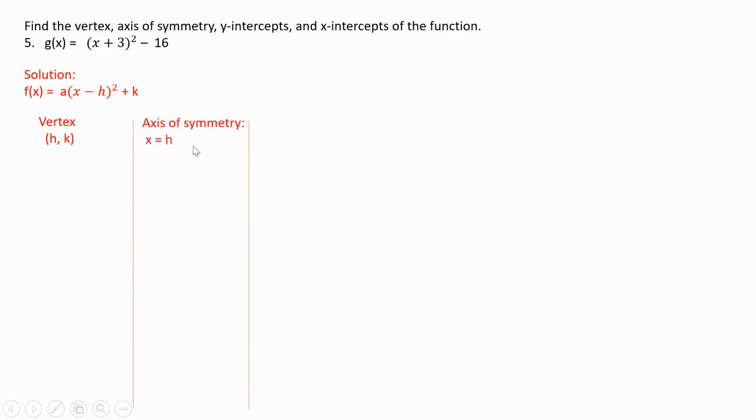Hey guys, for this particular form, there's two things that are obvious. The vertex is obvious, is visual, and also the axial symmetry is also visual. So without doing anything, you guys should be able to know what the vertex is and what the axial symmetry is. Okay?